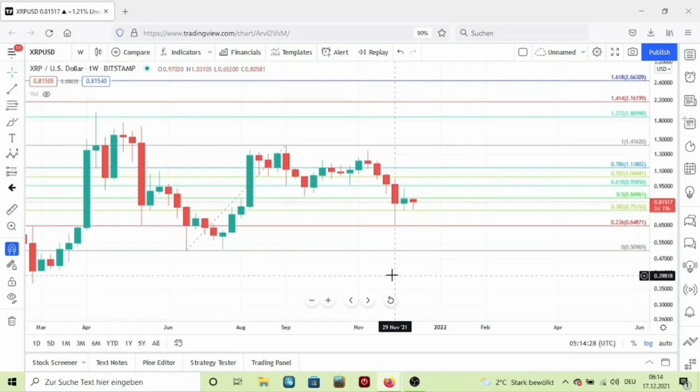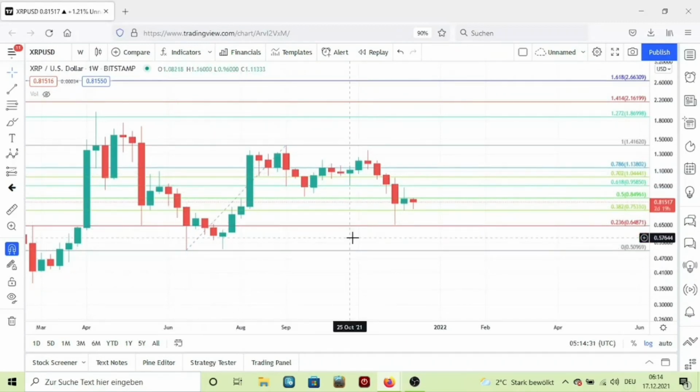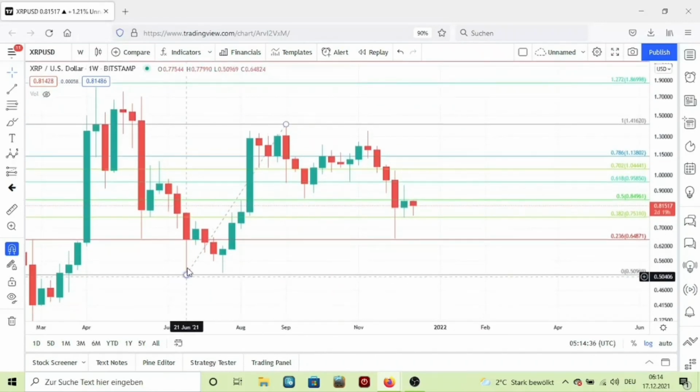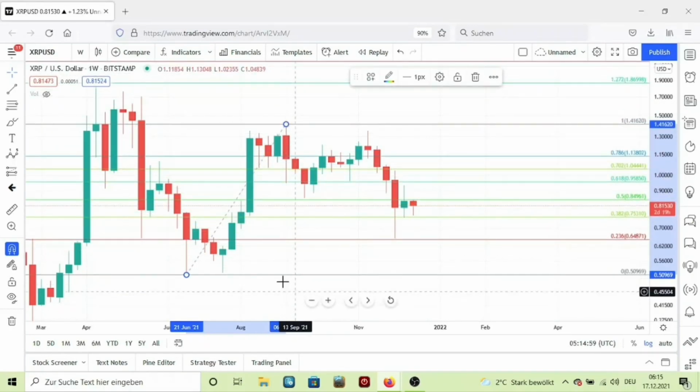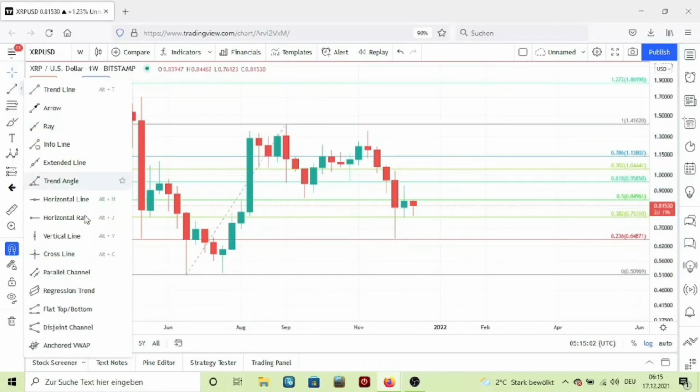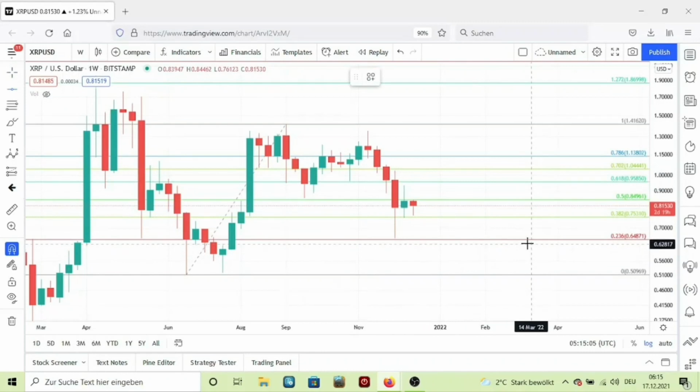Okay, so we have this fib side here, and if we look at the structure, we can see 1, 2, 3, 4, 5. And then from here start the corrective move, which is A, B, C. So let's mark the level here. That might be a little helpful. So we will just do it like this.